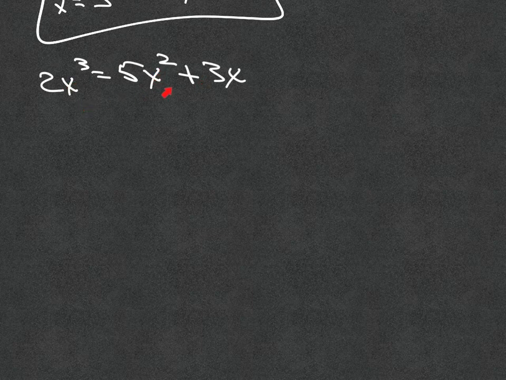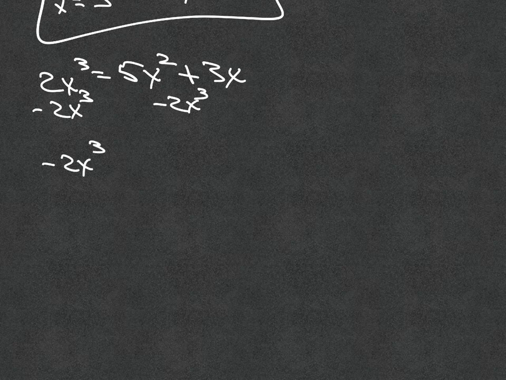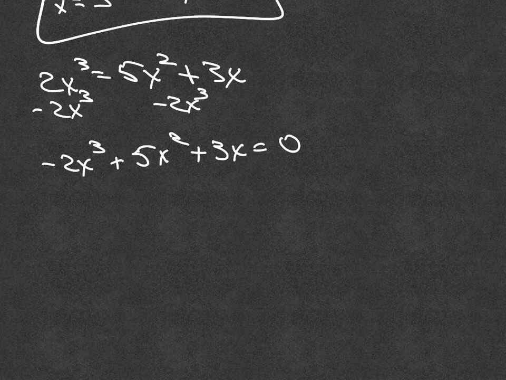So let's go ahead and set the whole thing equal to 0. So 5x squared minus 2... I'm going to go ahead and do the work instead of just doing it in my head because it might be a little confusing. I'm going to subtract 2x cubed from both sides. So then I get -2x cubed plus 5x squared plus 3x equals 0.